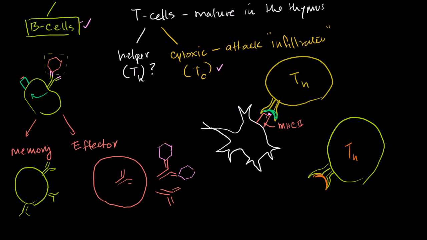And the mechanism of how you get this variation is very similar to the mechanism of how you get the variation on the antibodies in the B cells.